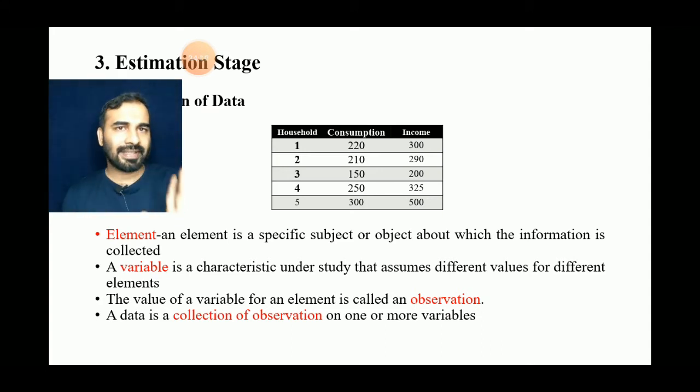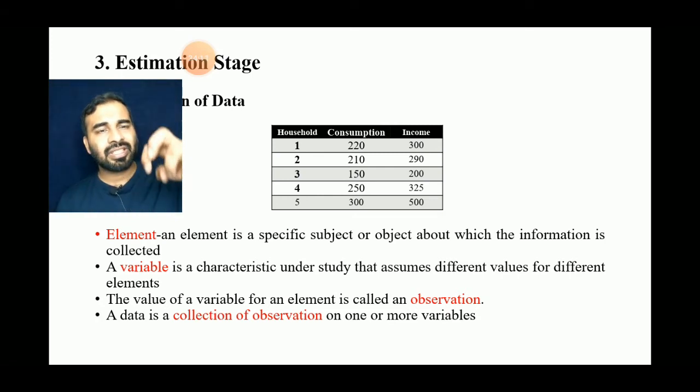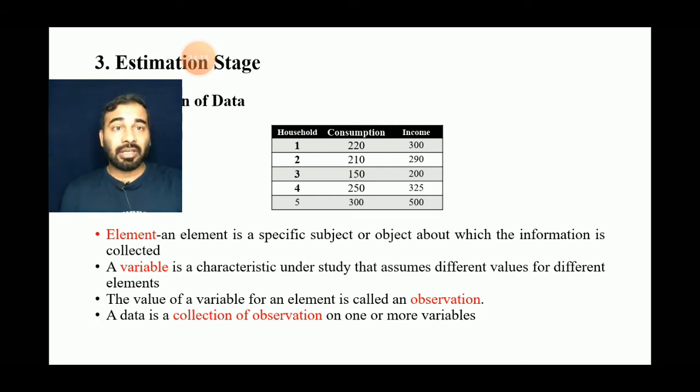The first one is the element. What is an element? An element is a specific subject or object about which the information is collected. We are collecting the information from households. So this household is the element. Clear? Then a variable is there. What is a variable? A variable is a characteristic under study that assumes different values for different elements.